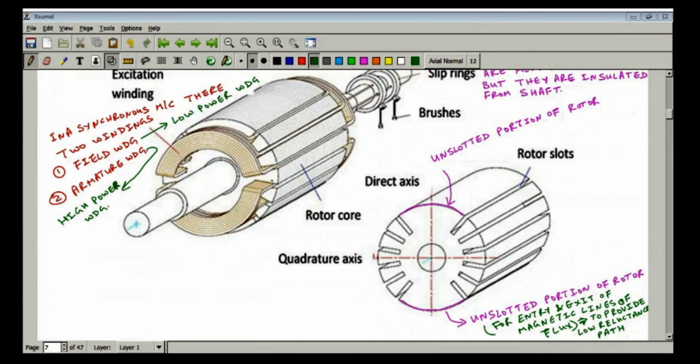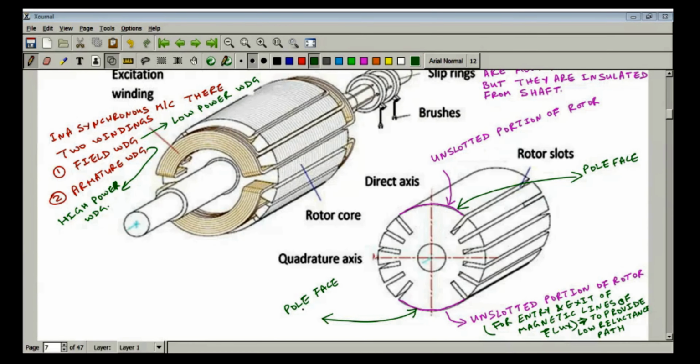I need to mention here that this unslotted portion is known as the pole phase. This thing is also known as the pole phase.